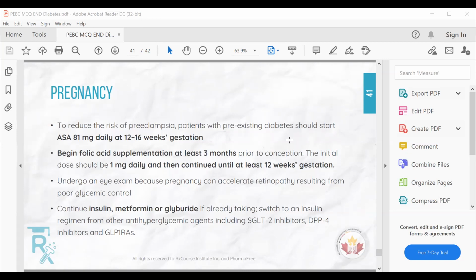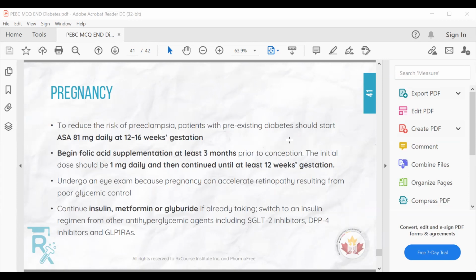Okay. To reduce the risk of preeclampsia, patients with pre-existing diabetes should start low-dose aspirin at 12 to 16 weeks of gestation. Like after starting from the 4th month, the pregnant woman needs to start aspirin to decrease the chance of developing preeclampsia.